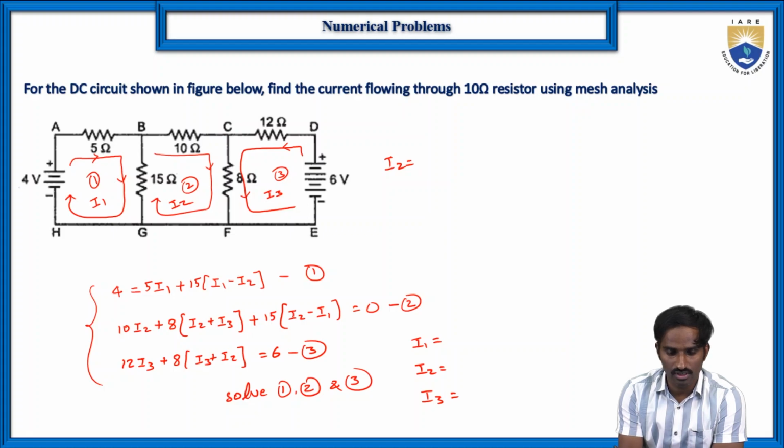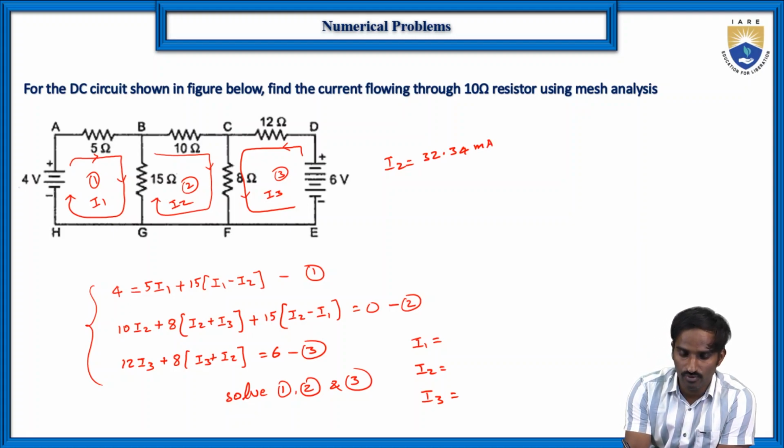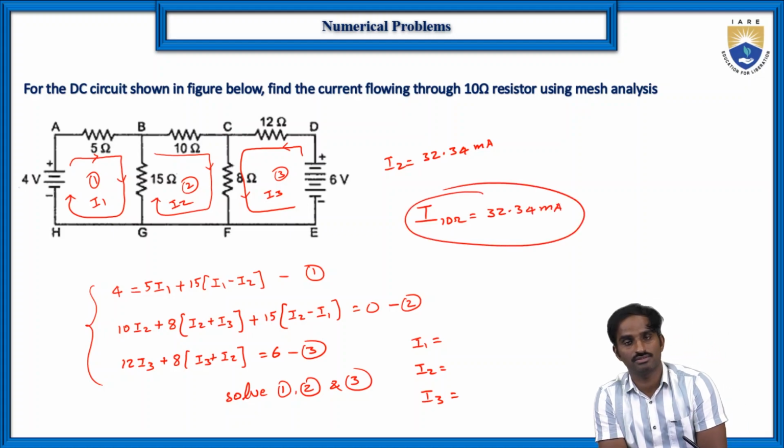Okay. So if you solve, then the value of I2 here that we will get is 32.34 milliamperes. Okay. So which means the current flowing through the 10 ohms resistor is equal to 32.34 milliamperes. So this is the way to find the current flowing through this.